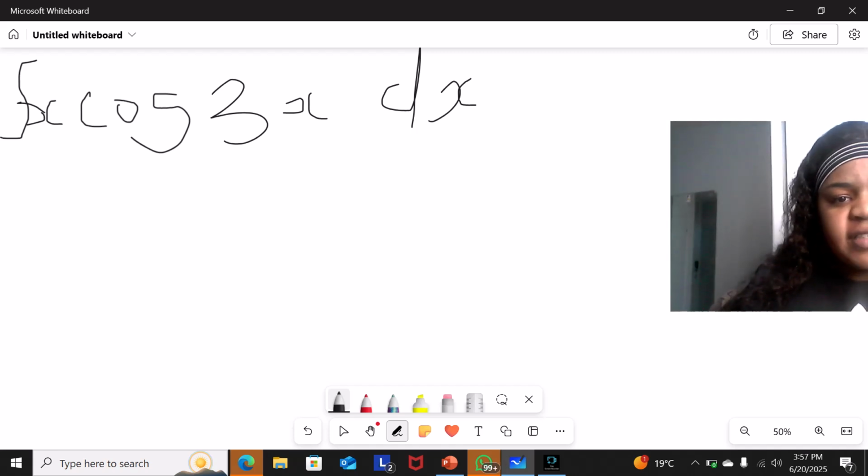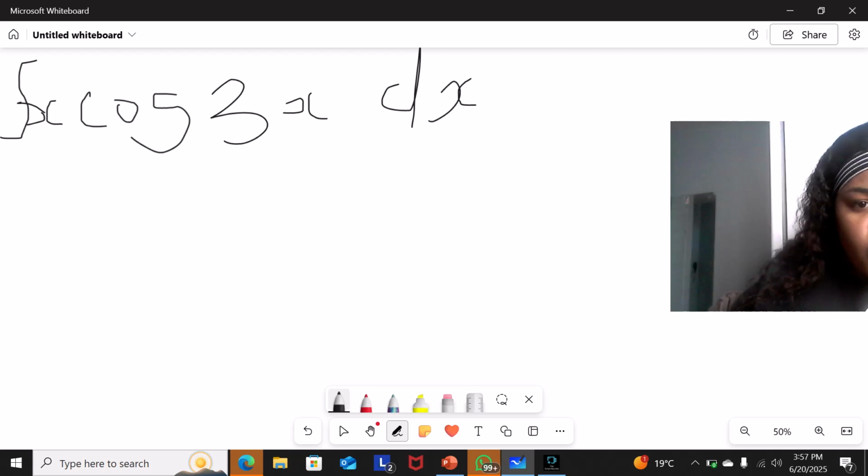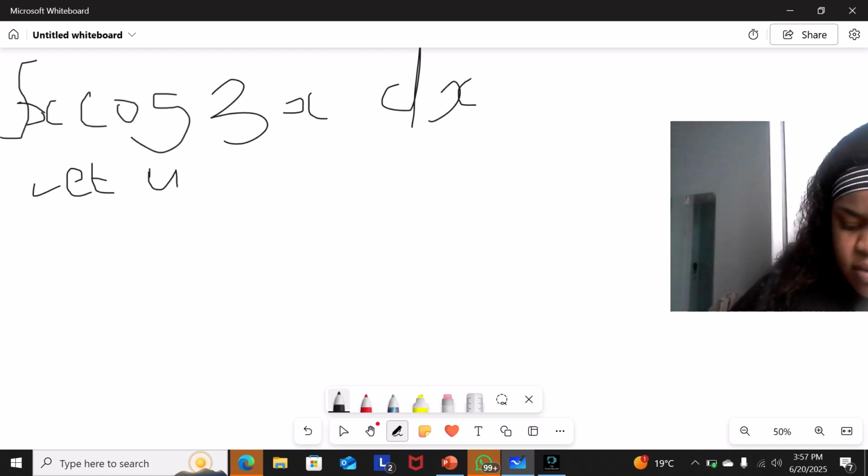Since here we have cos and 3x, right? My x is going to be my u. Let's take this x, not this one. Let's take this x. It's going to be my u. Let u be equal to x.